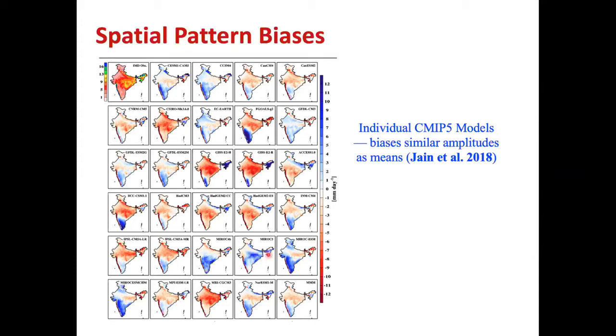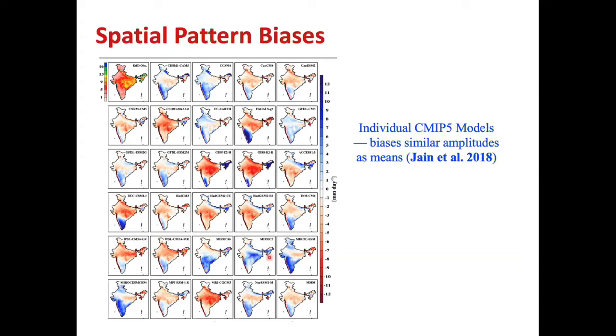So one way of improving our models is looking at them and seeing what exactly they have. I'm not saying that the positive bias is good. What I'm saying is there is something which is actually causing more precipitation there. So what is it that is causing more precipitation there?